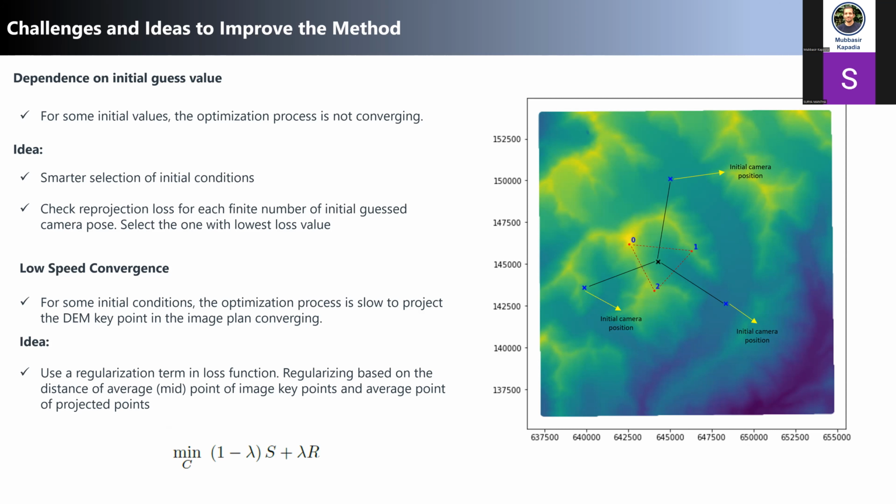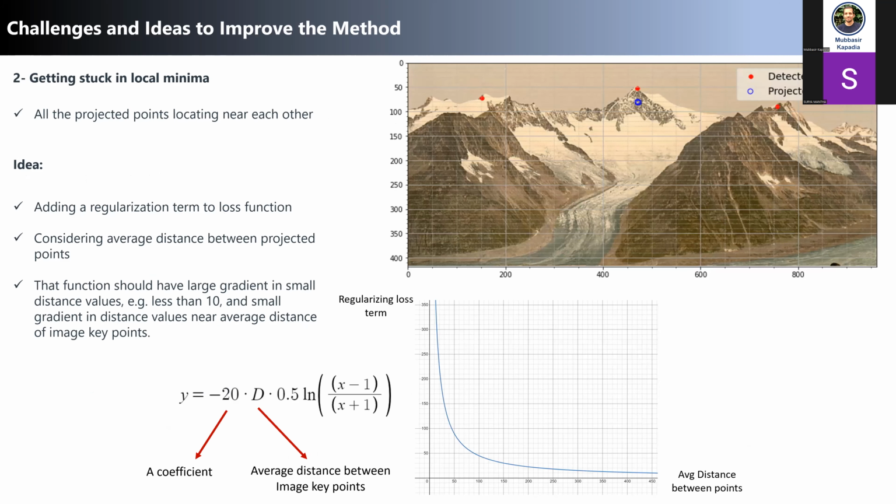regularized optimization. And the other challenge was getting stuck in local minima in the optimization process. For example, in this figure, you can see that all the projected points are located near each other and also near an image key point. The idea was to add a regularization term to the loss function, considering that the average distance between projected points should not be around 0.